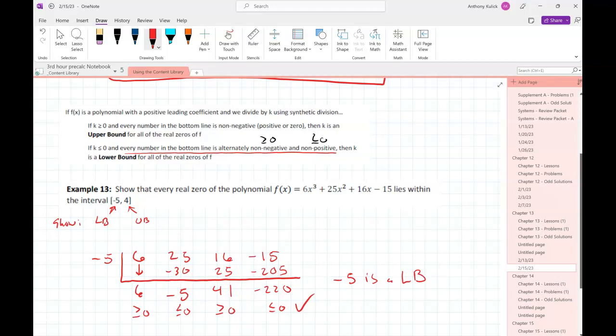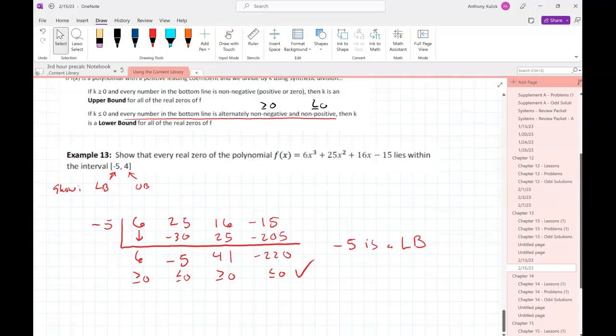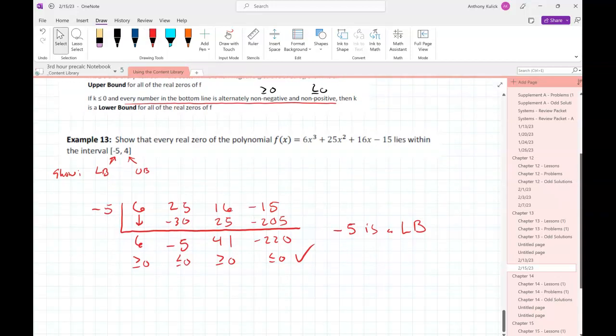Everybody cool with what we got? Yeah, we alternated from non-negative to non-positive. So that tells us that -5 is a lower bound. So all of my zeros have to be bigger than that. So they have to alternate. If they don't, then it's not a lower bound.